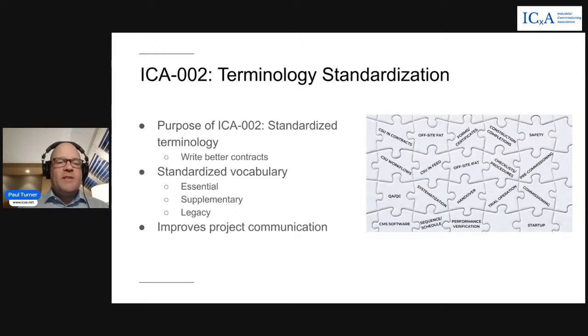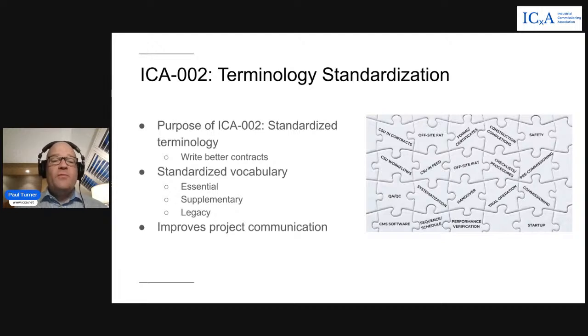So moving on to the next standard document, ICA 002, this is our terminology document. And wouldn't it be nice if everybody was speaking the same language on projects and using the same terminology? That's never been possible because there's never been a standard for people to rely on in how they're going to speak about the project. And with people coming from past experiences on past projects, everybody's speaking with different terminology, even though they're trying to speak about the same things. It gets very confusing on projects.